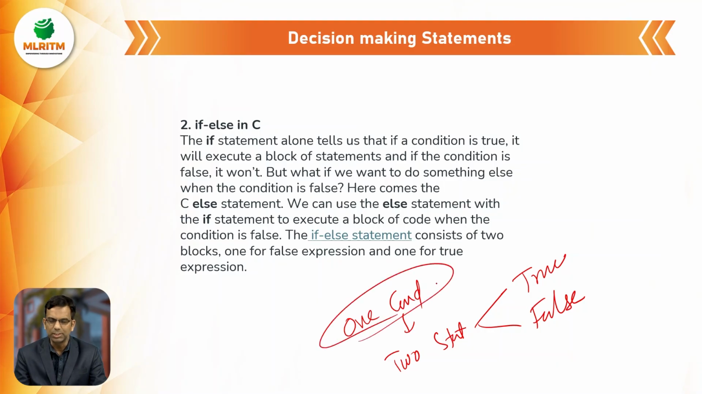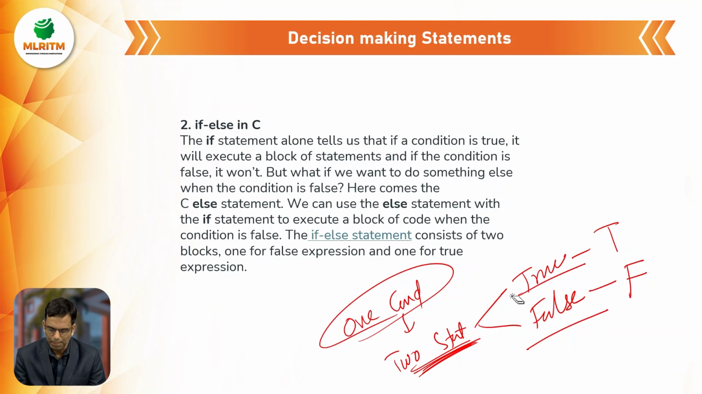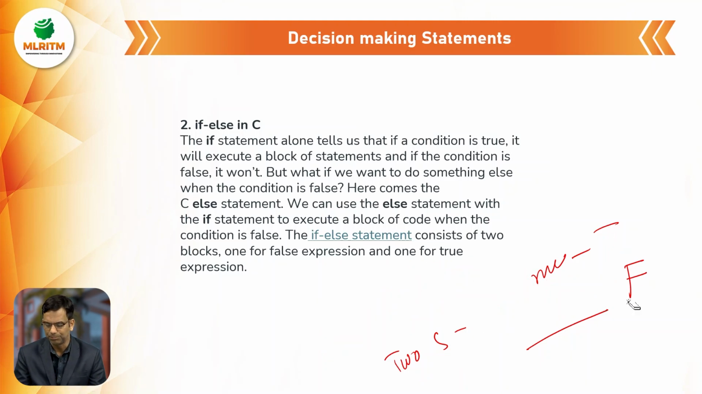Okay, so one condition is given. For that one condition, two statements are declared. From the two statements, one statement is for when the condition becomes success and another statement is for when the condition becomes failure. Clear? You can see the syntax and example in the upcoming slide.